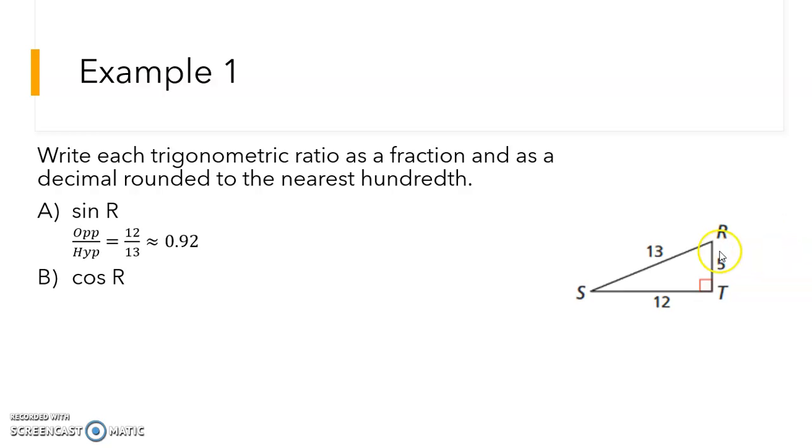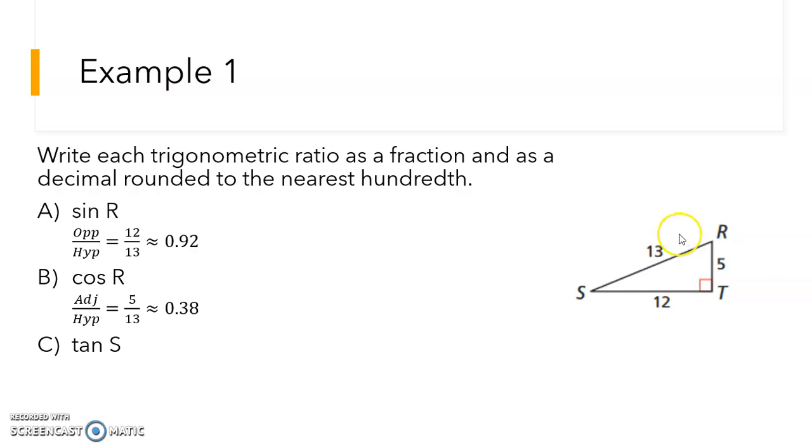So the sine of angle R is the opposite side over the hypotenuse. So it's 12 divided by 13, which if you do that in a calculator, you'll get 0.92 if you round it to the hundredth place. The next one we need to do is the cosine of R. So again, see if you can write down what that ratio is and then check your answer here.